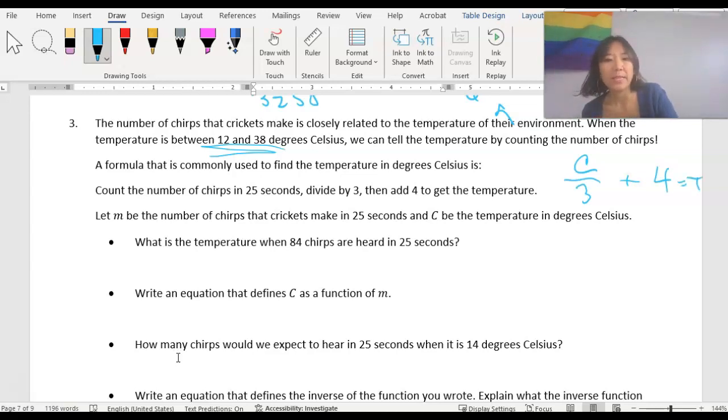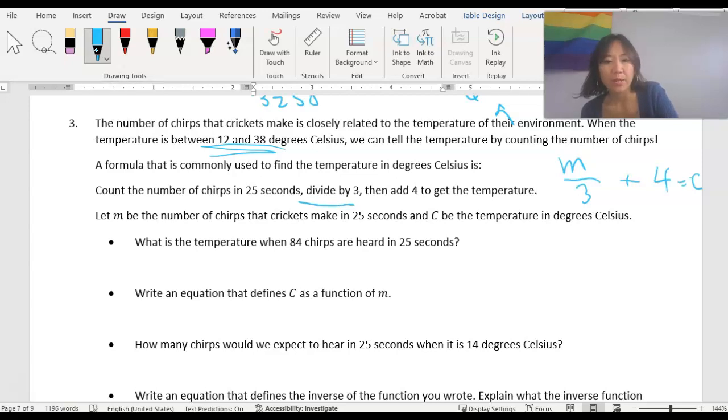All right, so it says let m be the number of chirps. So instead of c, this is m divided by 3 plus 4 equals, and c is the temperature. So let me just adjust this here, use the ones it wants me to use. So c equals m divided by 3, right? The number of chirps divided by 3, and then plus 4.